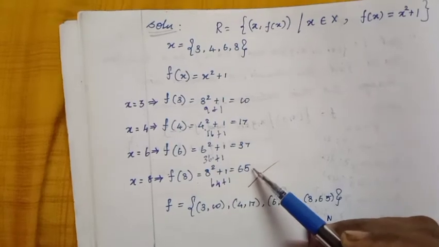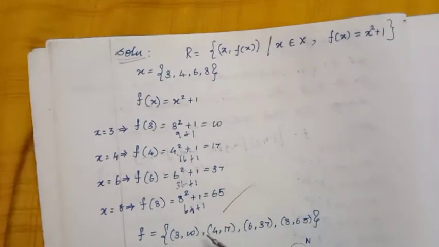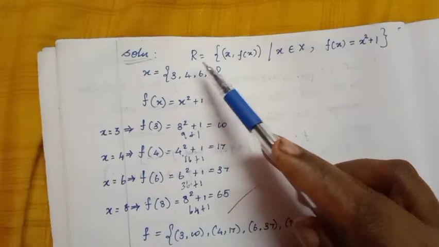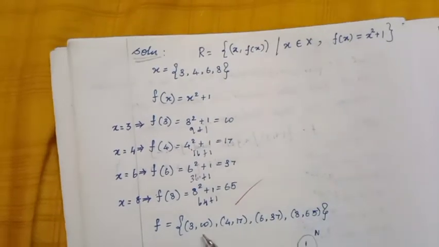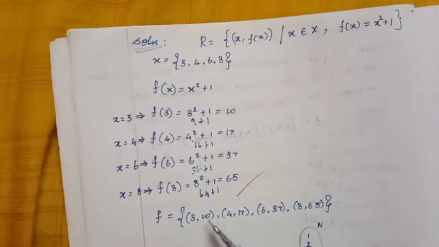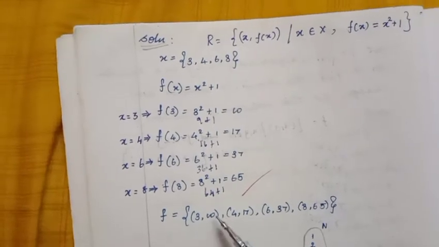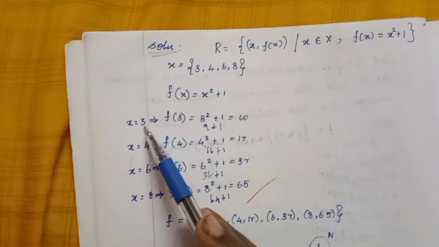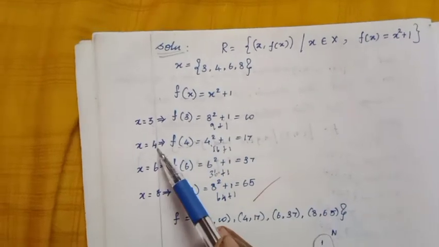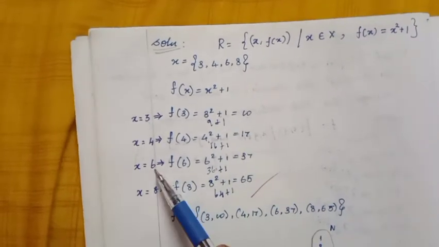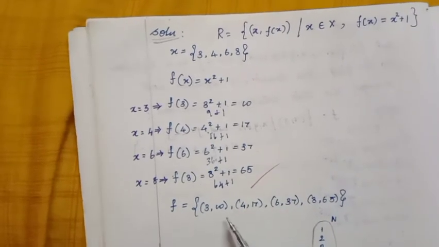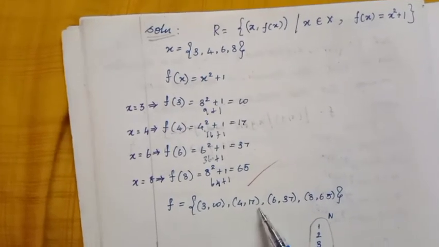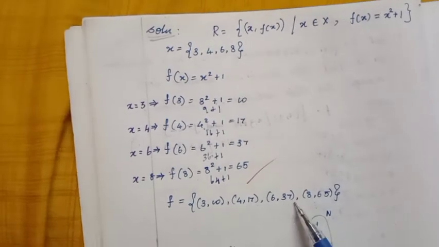64 plus 1, 65. Now, what is the ordered pair relation? It is the set of all ordered pairs (x, f(x)). So we have to make an ordered pair of the x value and the f(x) value. That is (3, 10), (4, 17), (6, 37), (8, 65).